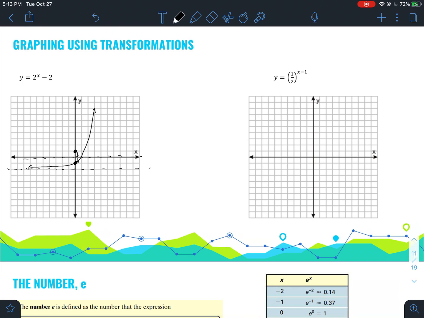So you would take your original y-intercept. So you're going to want to move the y-intercept, and you're going to want to move the asymptote, the horizontal asymptote. All right, so we have (1/2)^(x-1).